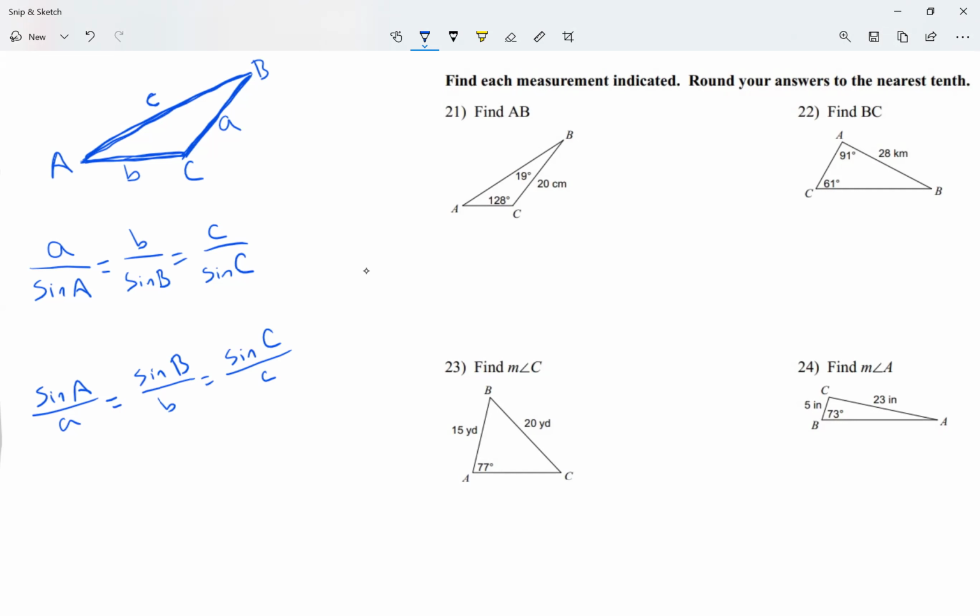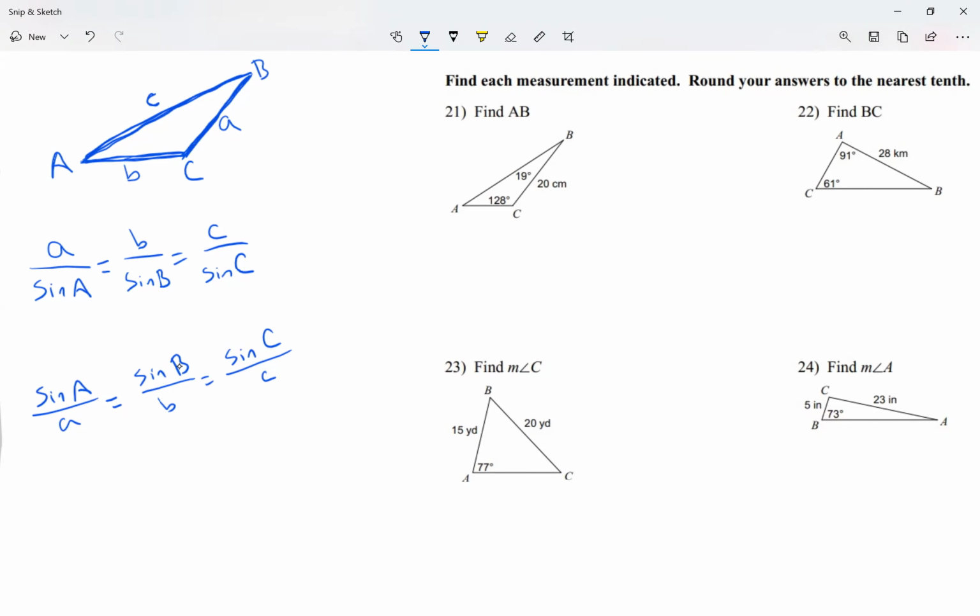Now, which one am I going to use? Depends on the information that I get. If I want the unknown, whatever I'm solving, I want it to be on top. So if I'm solving for a side, I'm going to use these 3 fractions on the top. If I'm solving for an angle, well, I'm going to use these 3 fractions at the bottom. So again, depending on what I'm solving.